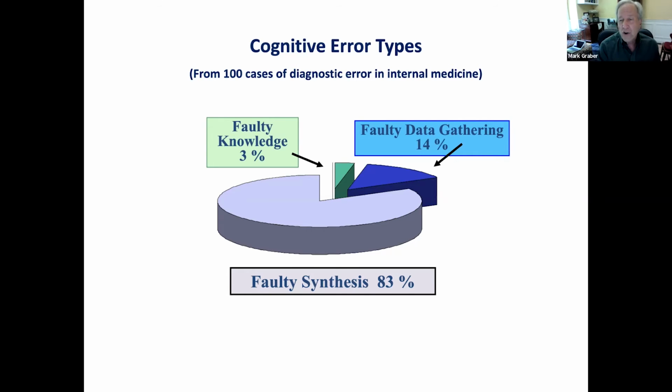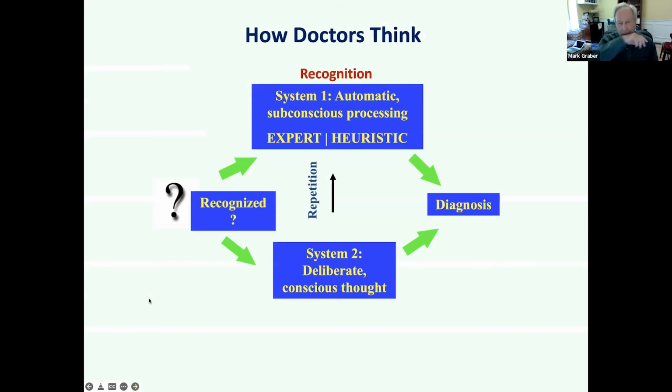Or like in the Rory Staunton case, the CBC result is not available. That happens too. But you see that the biggest chunk of the pie, like in Gordy Schiff's study, is in the synthetic phase, trying to figure things out, trying to figure out what is the diagnosis, what's happening here. 83% of the time, that was the major problem in the 100 cases that I studied. And it gets to the issue of how doctors think.